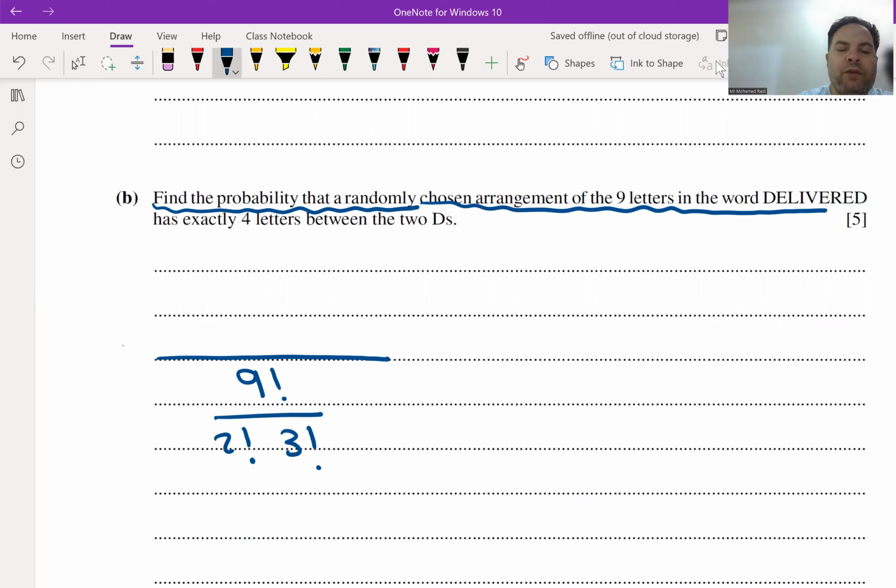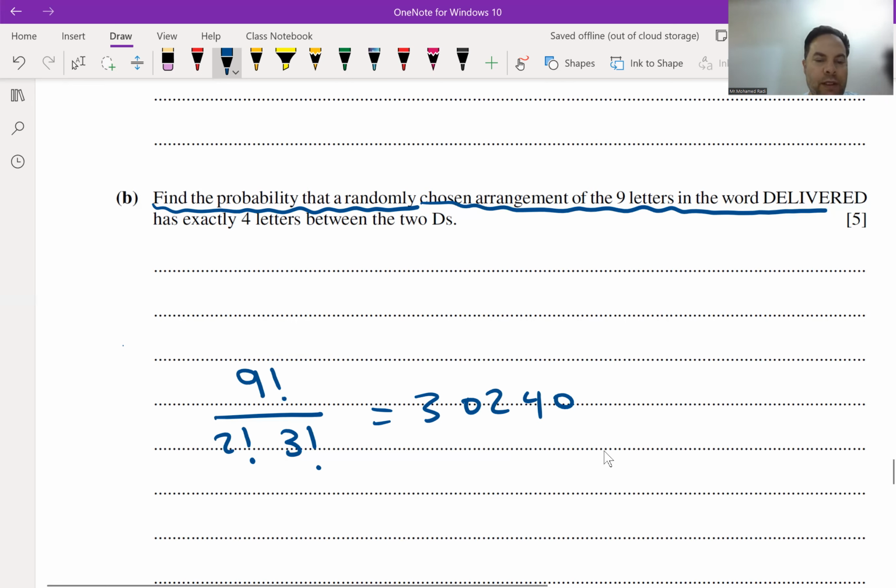So this part has to be the denominator. You can get the total without restriction first and get the number. It will be 9 factorial divided by 2 factorial times 3 factorial. This will be the denominator, 30240. This is the total random arrangement without any restriction.